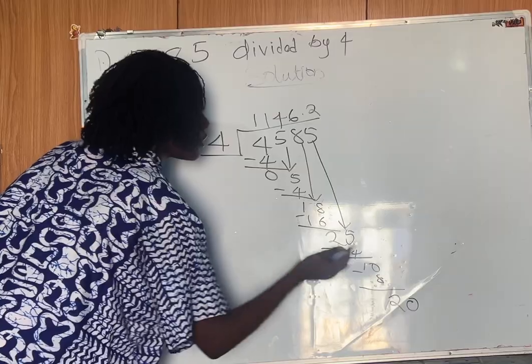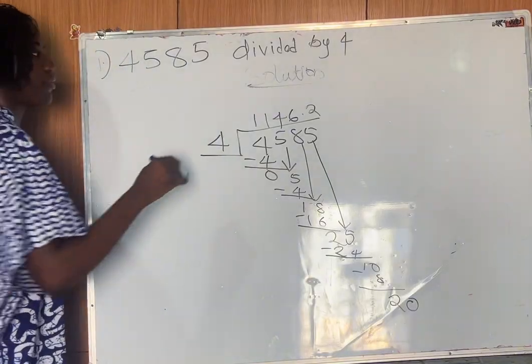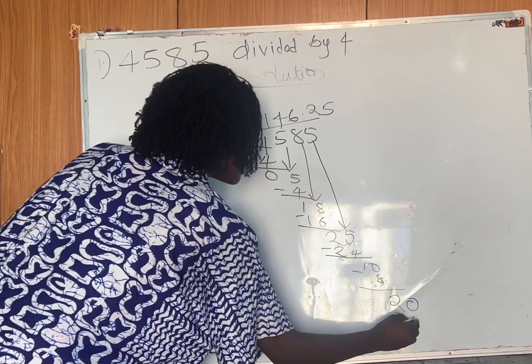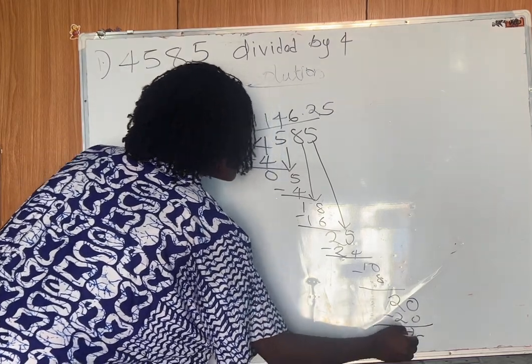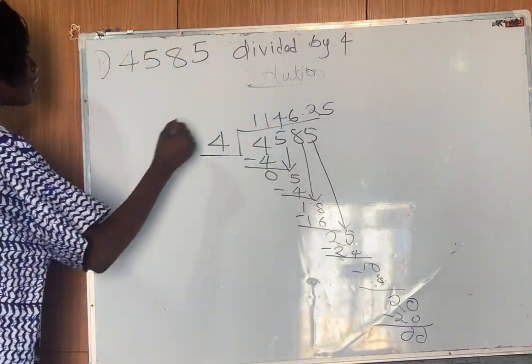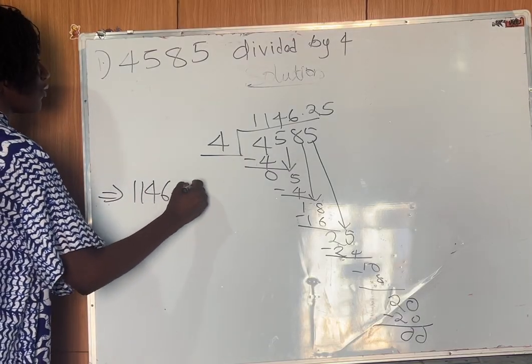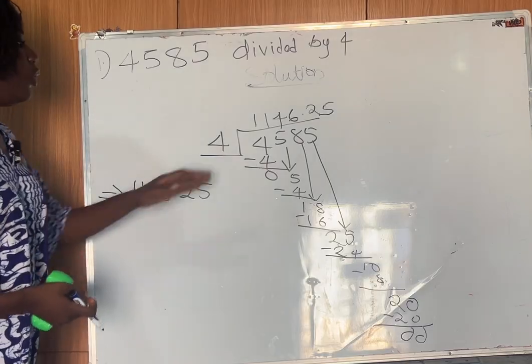Add another 0. 4 into 20, 5. 5 times 4, 20. Subtract, you're getting 0, 0. Simple, within a minute, you've gotten your answer. What's the answer? 1146.25.